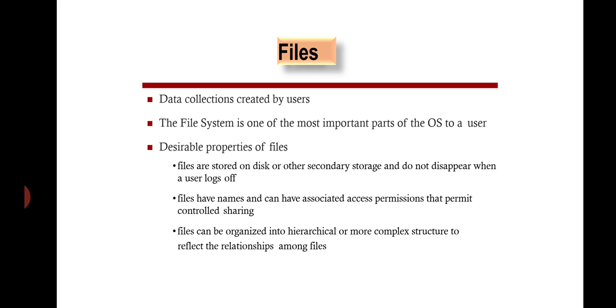Desired properties of files. The files are stored on the disk or other secondary storage and do not disappear when the user logs off. Files have names and can be associated with access permissions that permit controlled sharing. They have certain permissions: read, write and execute. Read permission means other users can use the file only for reading purposes. We can't edit that file. For example, our exam results: we can view them, but we can't edit.